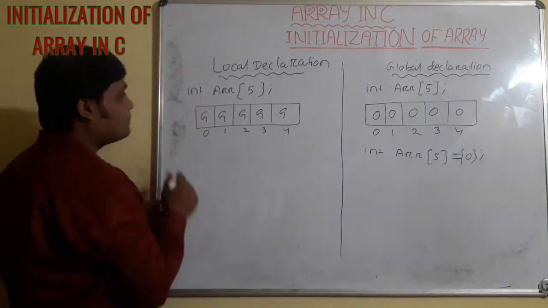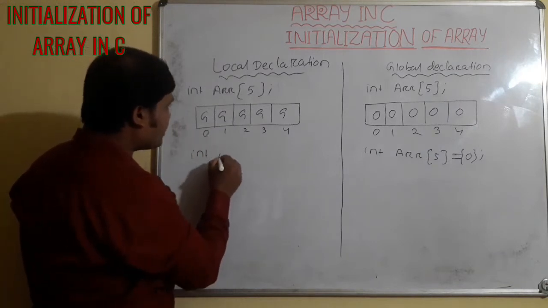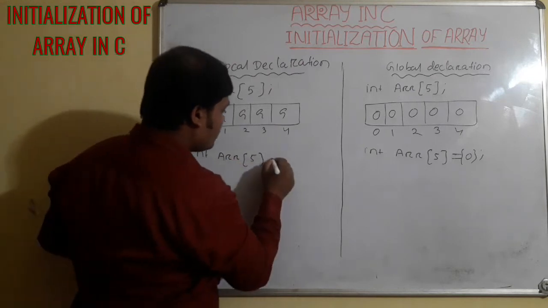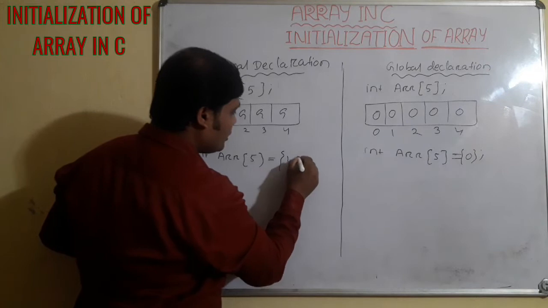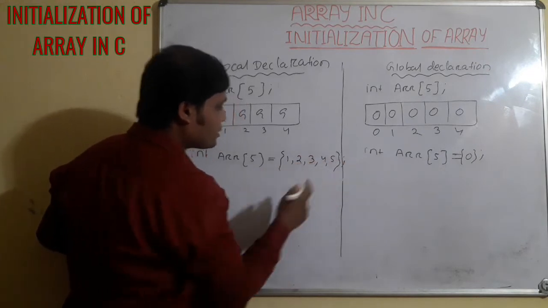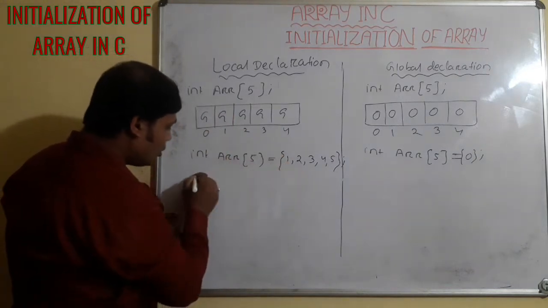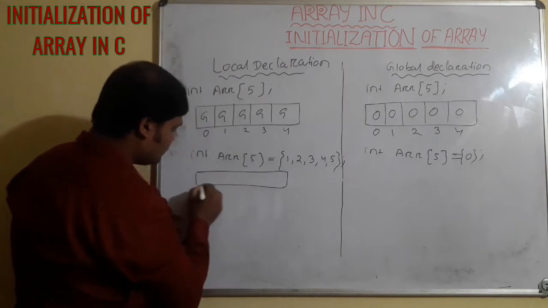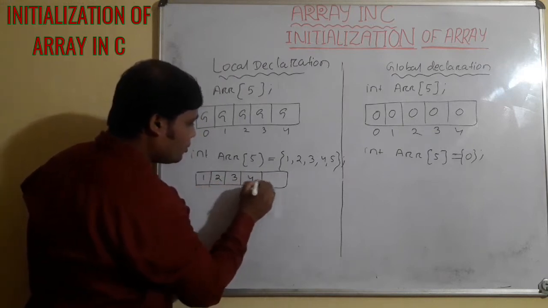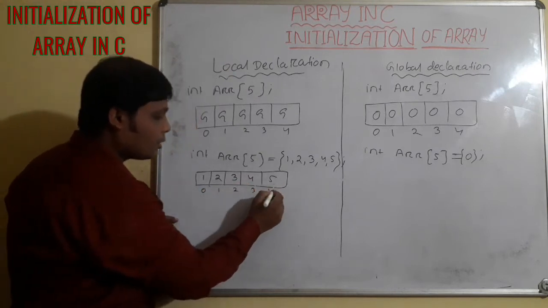Clear? Now see. Suppose I am initializing array ARR of 5 equal to 1, 2, 3, 4, 5. I have already discussed how memory will be allocated in case of initialization. Just see, 1, 2, 3, 4, 5. This is index 0, 1, 2, 3, 4. Clear?